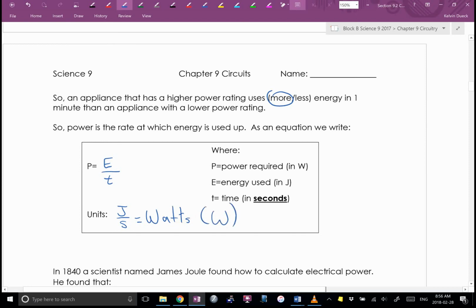Symbol capital W. Named after a scientist whose last name was Watt, James Watt, who improved the steam engine.